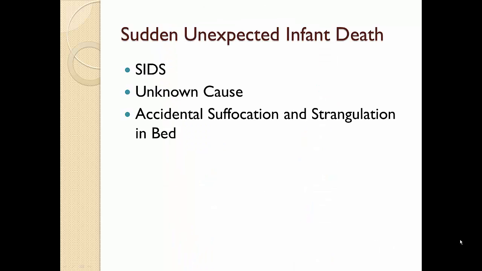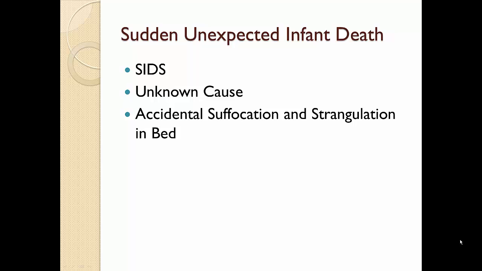Sudden unexpected infant death refers to infants that die suddenly and unexpectedly for no known medical reason. There are 3 different types. The first one is SIDS. As I said earlier, SIDS is the sudden infant death syndrome, where a thorough investigation was completed and it cannot be determined what the cause of death was.